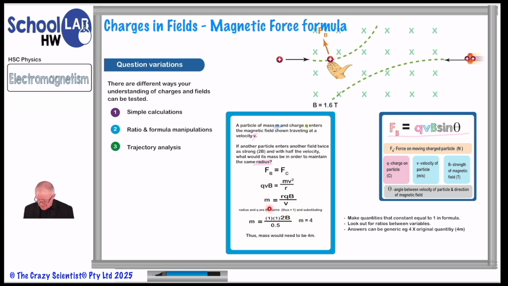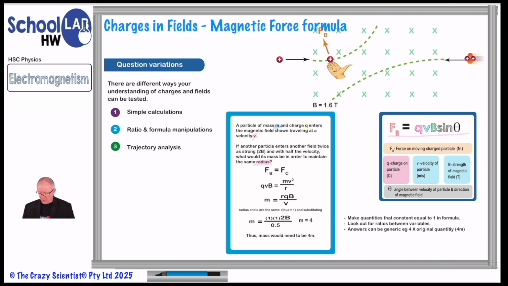I've made the radius the same, I've made the charge the same by just putting 1 in. And it says half the velocity. So my velocity down the bottom, instead of putting 1, I now put 0.5. And when I do that, it says the mass needs to be 4 times as great. Okay, so therefore the mass would need to be 4m. Whatever the original mass is, the new mass will have to be 4 times that original mass. So the answer is 4m.